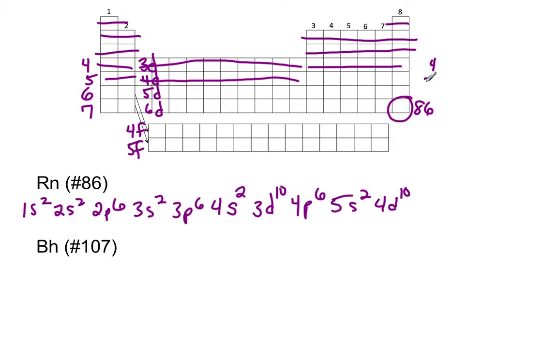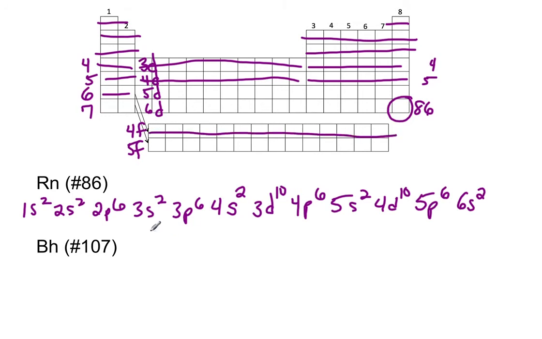Then I hit the fifth row. Back to the P block. S's and P's are always in whatever row it's in. So I'm in row 5, so it's 5p6, 6s2, and now it gets tricky, because before I hit 5d, I got to drop down here. Everybody see that? Before I hit 5d, I got to drop down and take care of this.